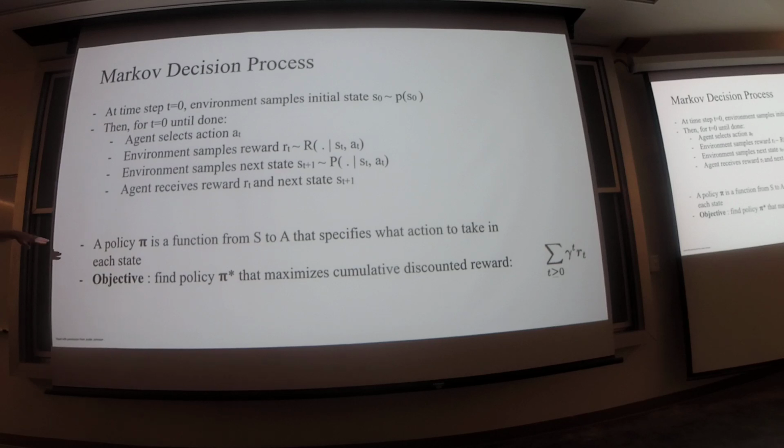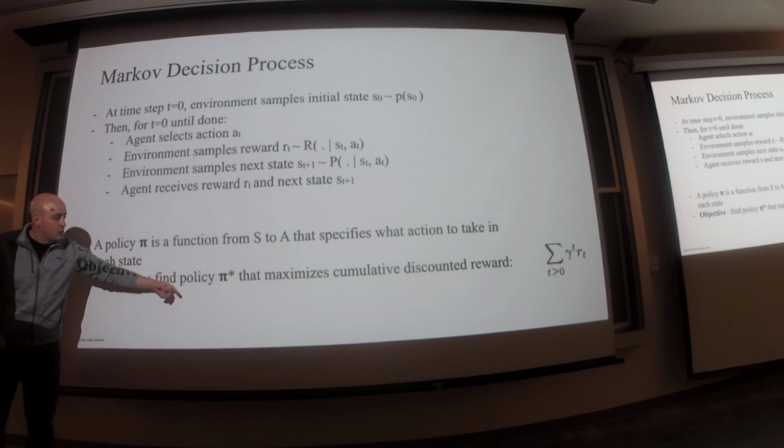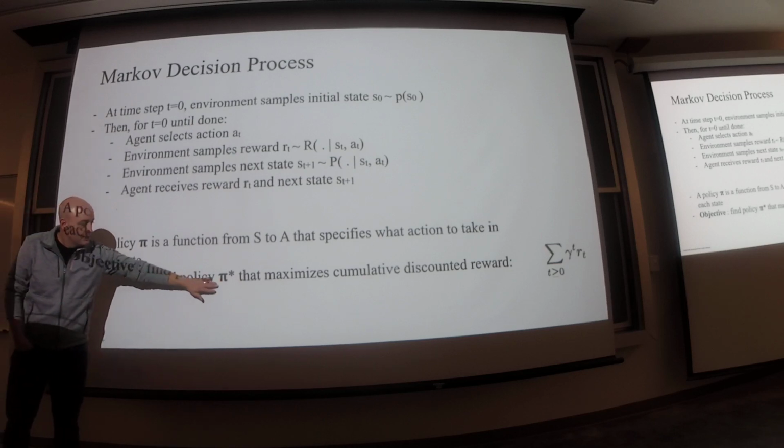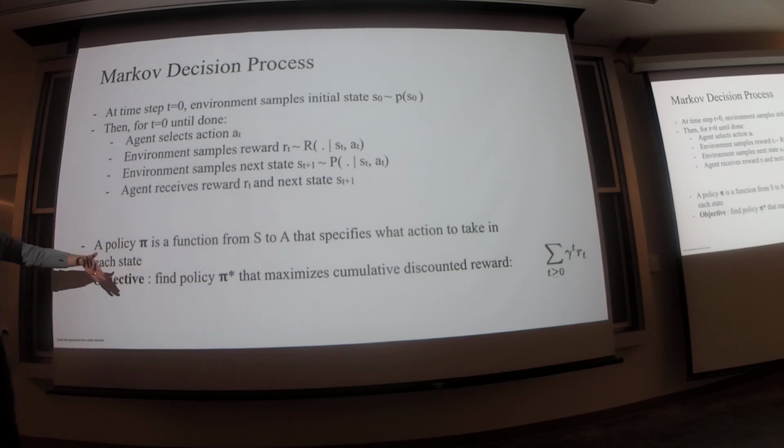So a policy, we usually use pi here as the variable for that, is a function from the state to an action that specifies what action to take in each state. So this is what the agent is using to select its action given the state. And what we're trying to do is find a policy that maximizes this discounted reward.